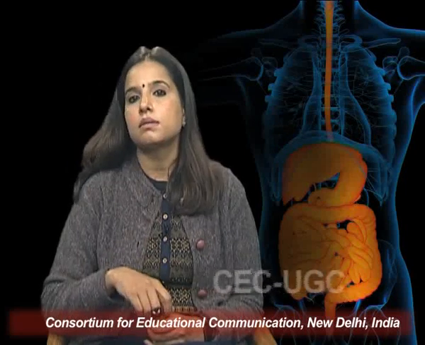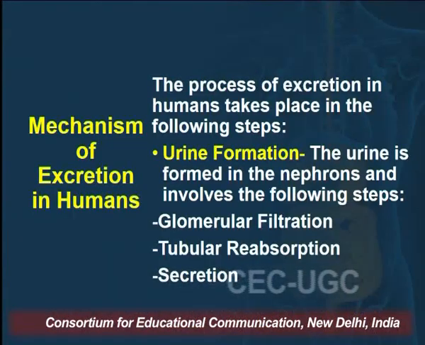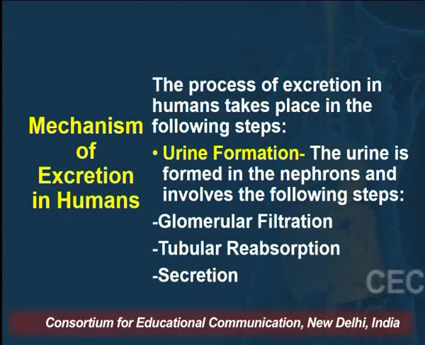Excess water and nitrogenous waste in humans are converted to urine. Urine thus produced is passed to the urinary bladder via the ureters. The urinary bladder is under the control of the central nervous system. The brain signals the urinary bladder to contract, and through the urinary opening called the urethra, we excrete the urine. Let's see the mechanism of excretion in humans.